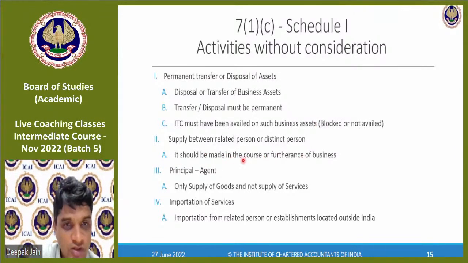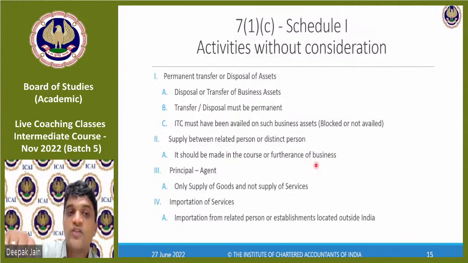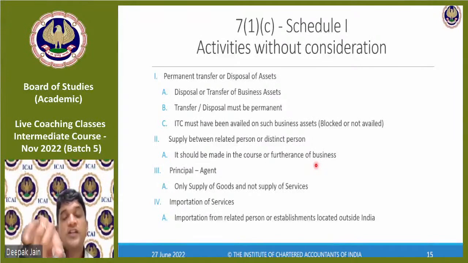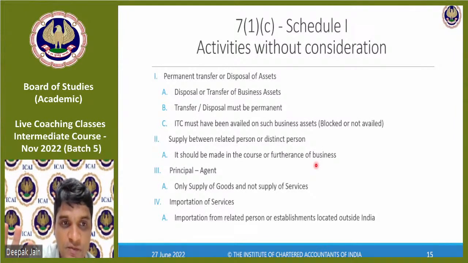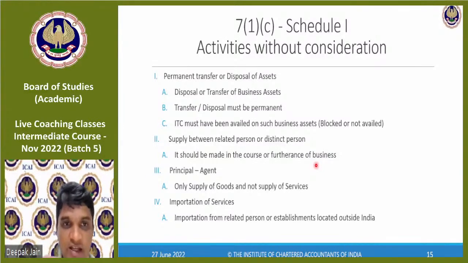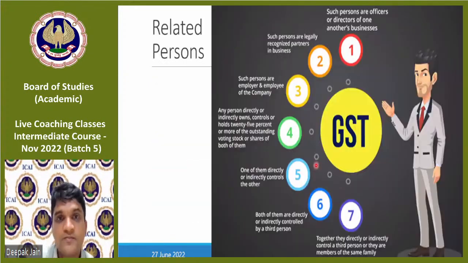It should be made in the course of furtherance of business. What is the emphasis? The emphasis is that it should be without consideration, but it should be in the course of furtherance of business. So for all of these points, it should be in the course of furtherance of business. Supply between related persons or distinct persons. You will understand what a related person and a distinct person is, so that your question on transfer also gets answered here. We'll go to related persons and distinct persons, then come back to this slide. Who is a related person?